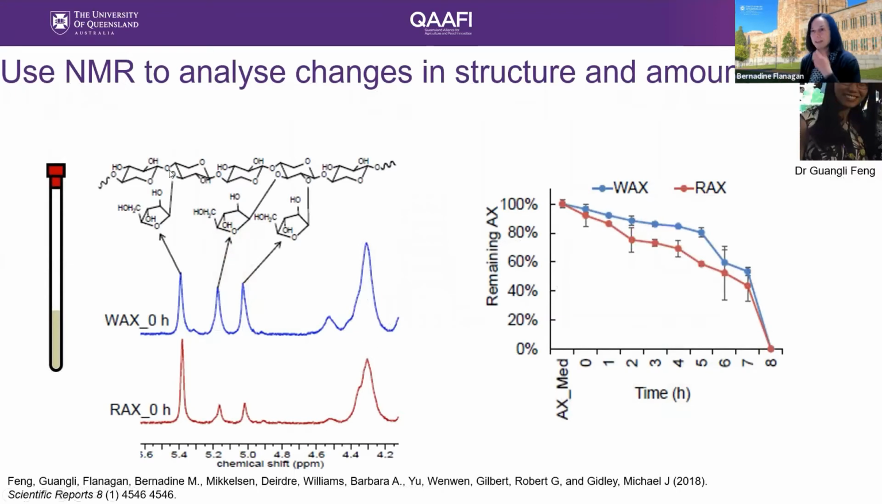So we look at changes in the structure, starting here with a simple system. We're going to start with a single polysaccharide and build all the way up to whole foods. So this is some work from our excellent PhD student, Guan Li. She started with the wheat and rye arabinoxylan and looked at the structure as it changes.